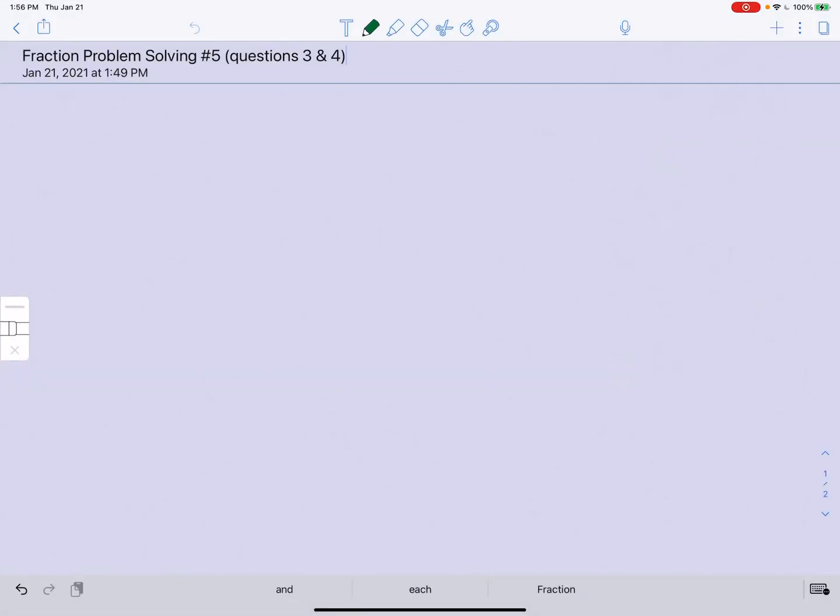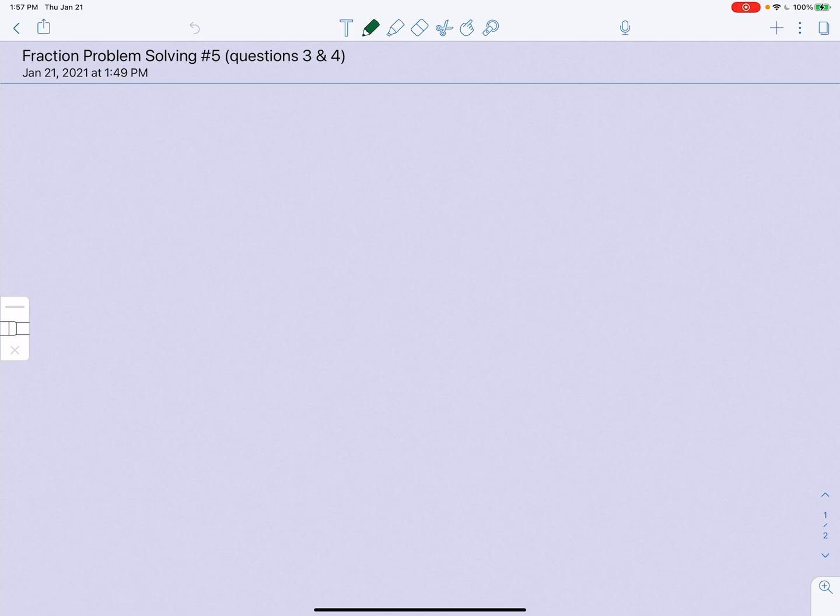We are going to solve questions 3 and 4, the real world scenario problems for fraction problem solving number 5. These problems are problems that we have been seeing in tests before, so we want to make sure that you are prepared for the upcoming DMA.